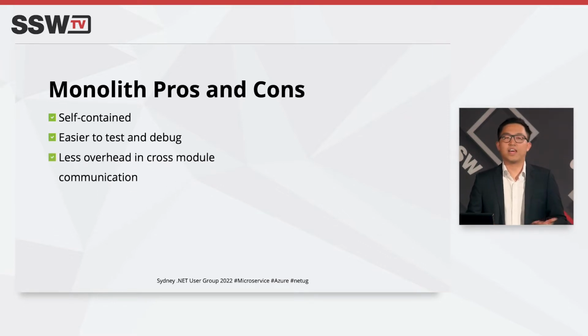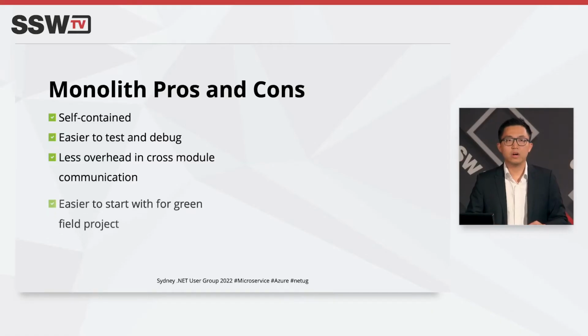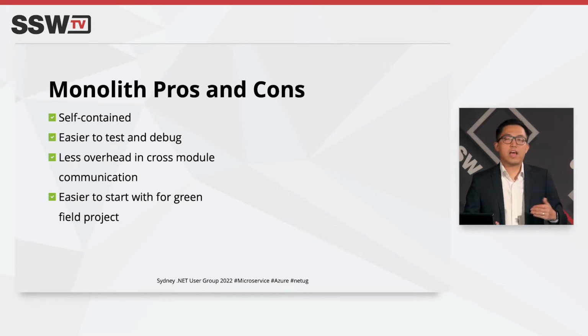And of course, there's less overhead in cross-module communication. What that means is, usually, if you have some shared code in your monolith architecture that other bits and pieces need to reference, you just call them directly, like a class library. There's no network traffic going on. There's no overhead. It's just calling the code directly. And it's easy. Actually, it's the easiest way to start a new project or a proof of concept, because there's almost no overhead or scaffolding you need to do. You kickstart straight away.